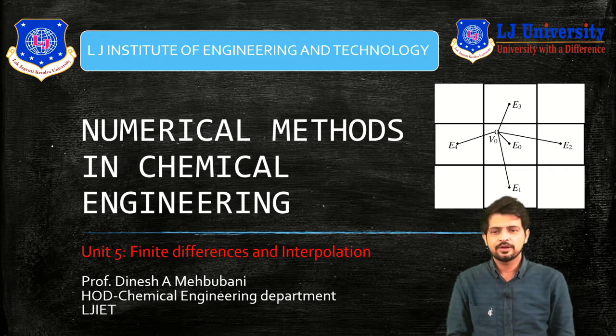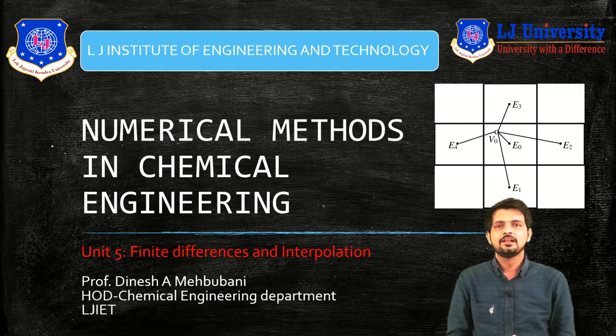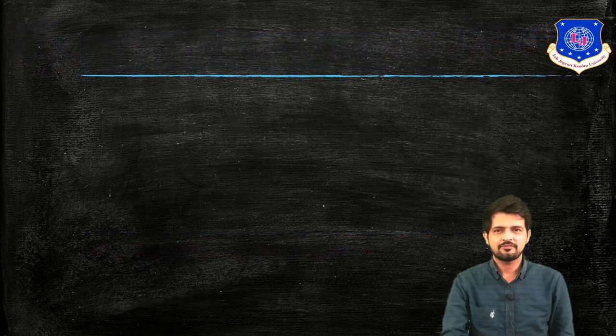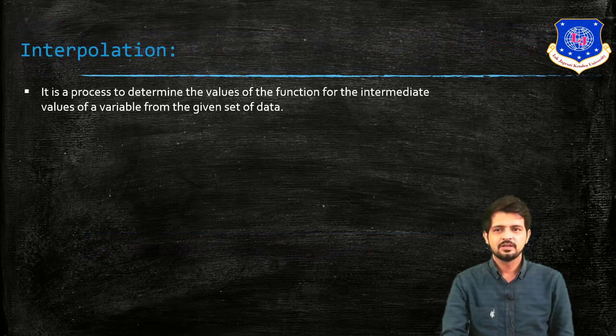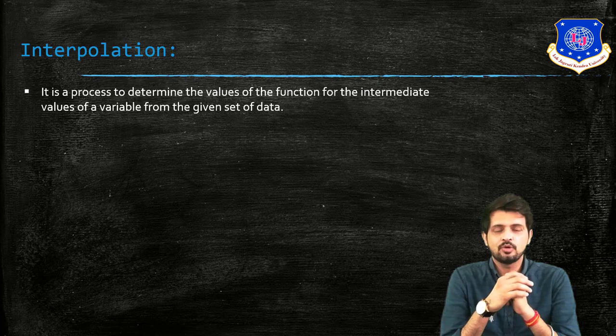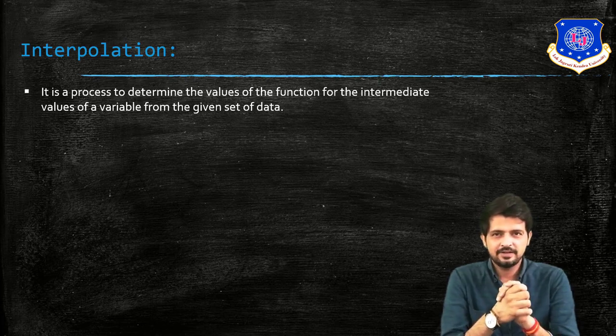From today, we are going to start a new chapter, unit number 5, and the name of that unit is Finite Differences and Interpolation. Now, first of all, you might be wondering what is the meaning of finite differences, what is the meaning of interpolation. So, let us start from interpolation. See, what is the meaning of interpolation? I have written the definition here.